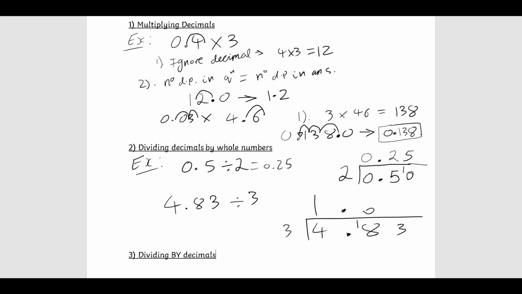3 into 18 goes 6. 3 into 3 goes 1. So my answer there would be 1.61. It's like if you've got £4.83 and you want to share that out to 3 people, each of them would have to get £1.61 for it to be fair.